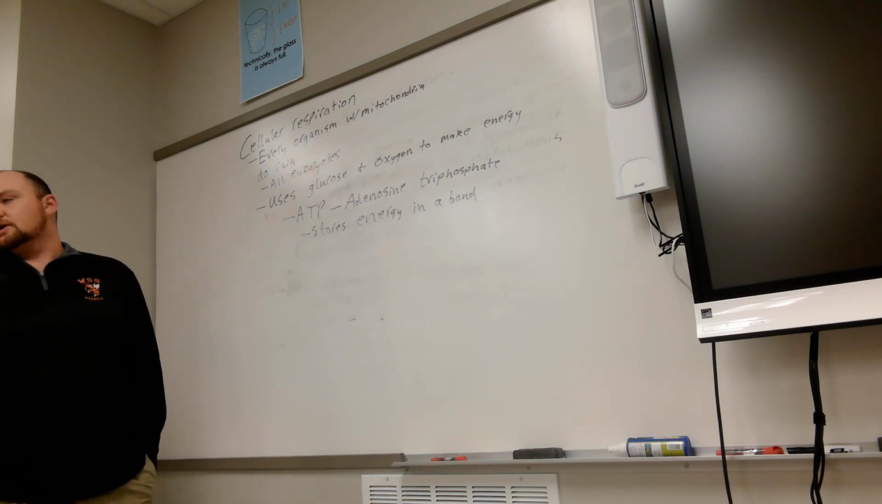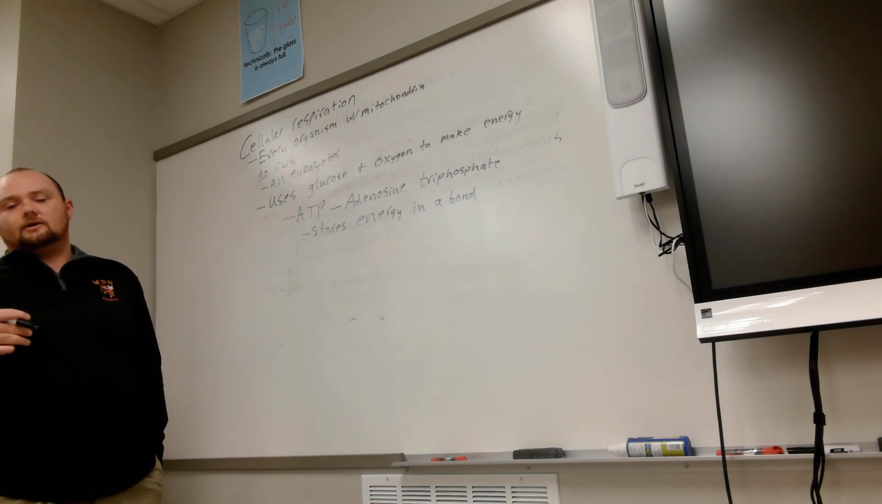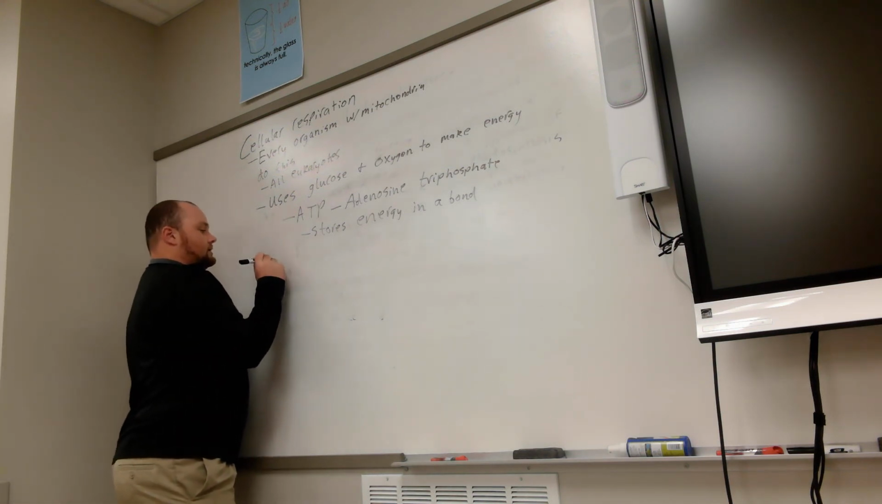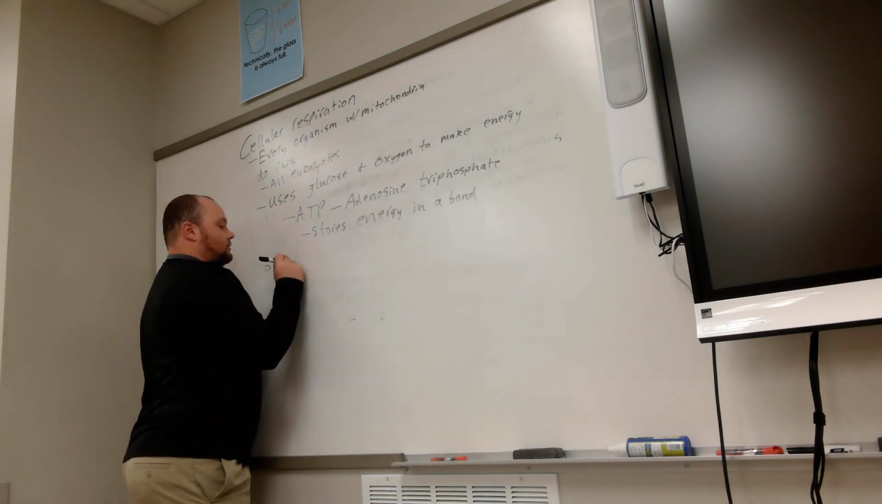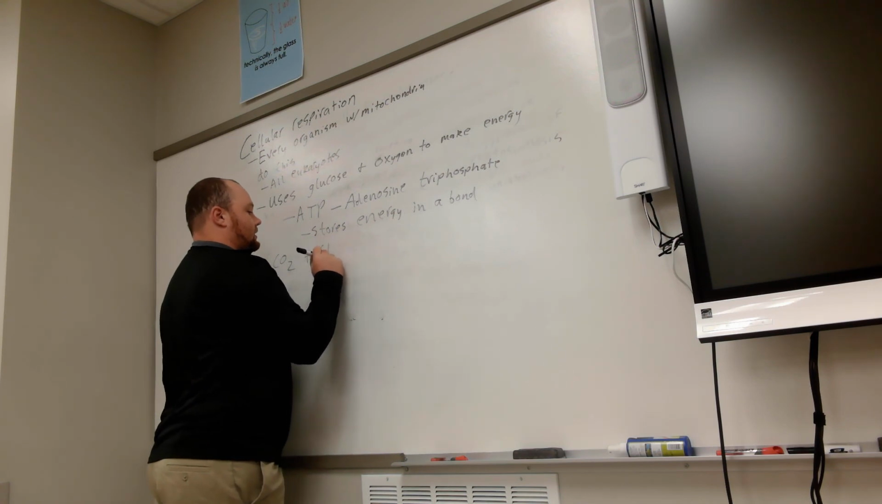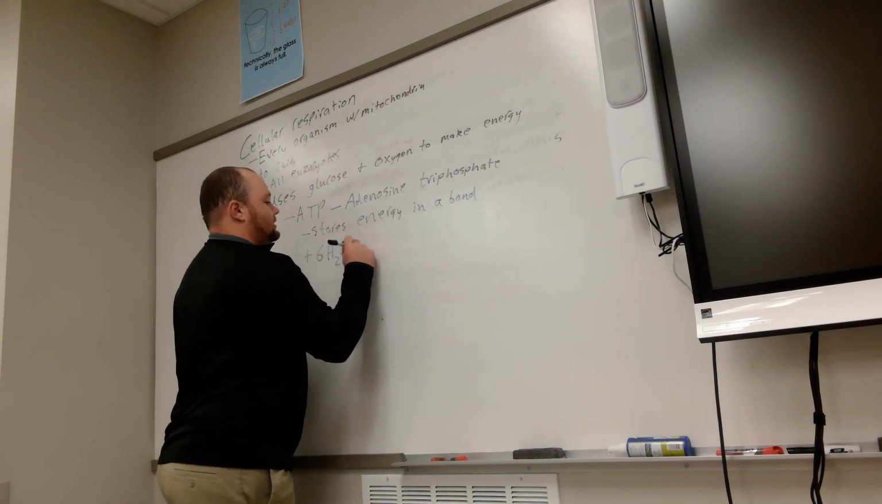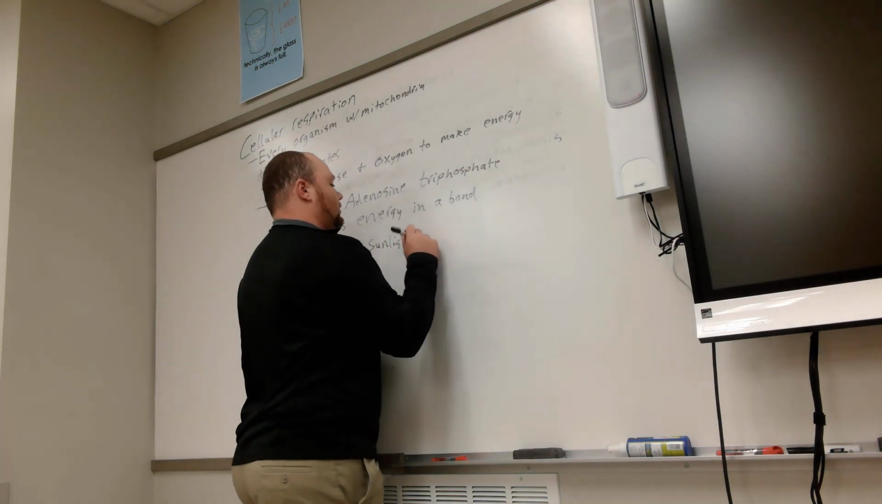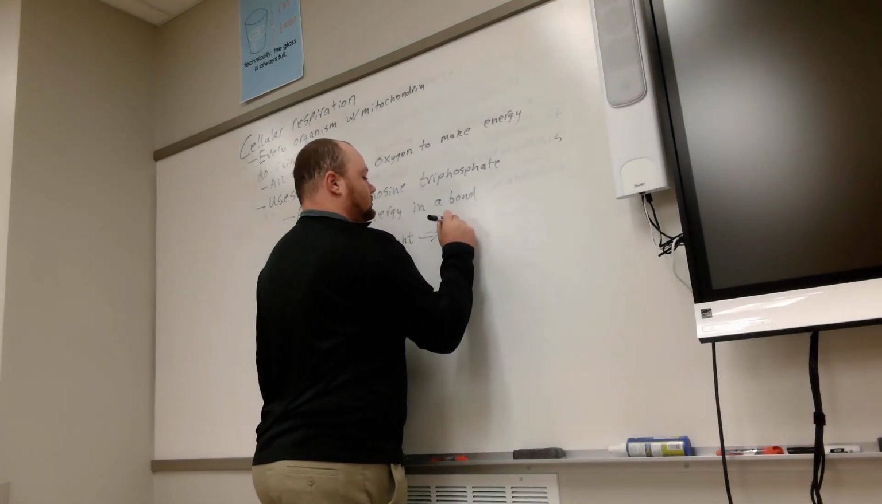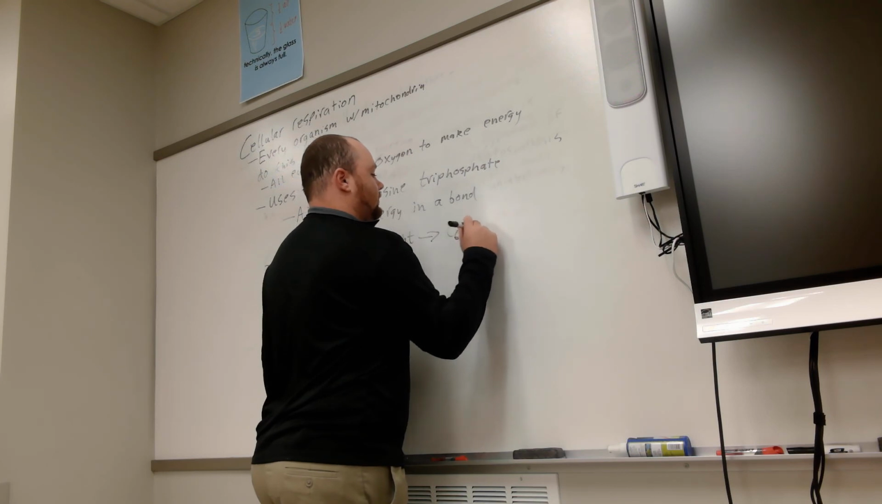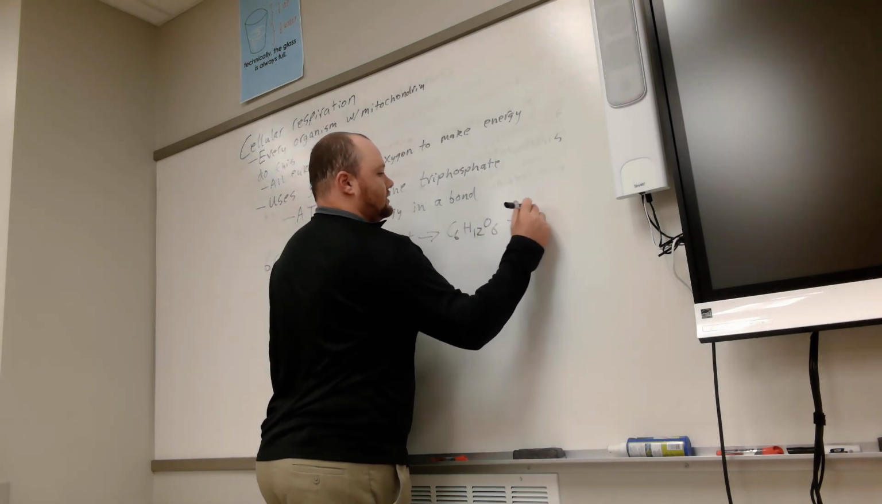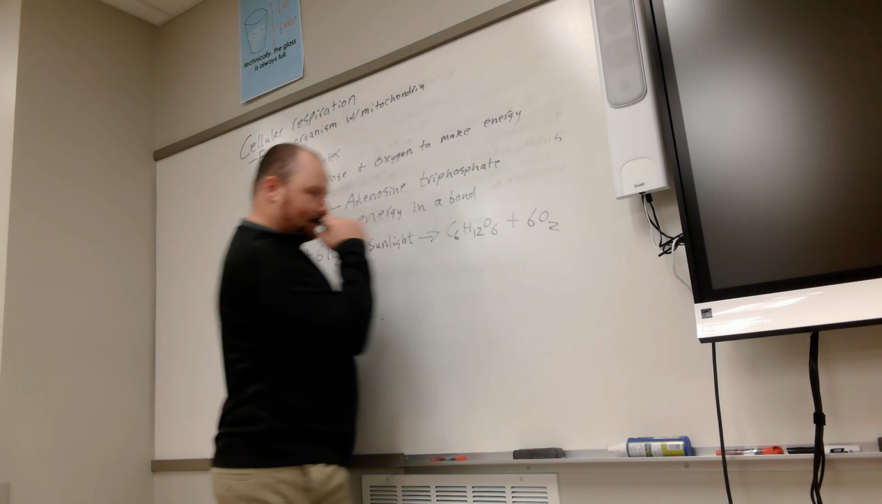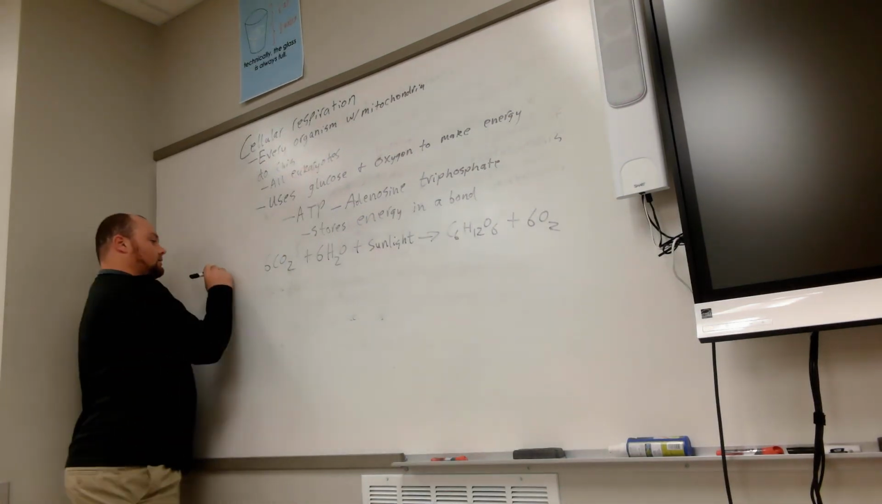Now the photo, you don't need to write this first one, okay? I'm just putting this up here. You guys remember 6 CO2 plus 6 H2O plus sunlight will give you C6H12O6 plus 6 O2. Okay, so that's the photosynthesis equation.